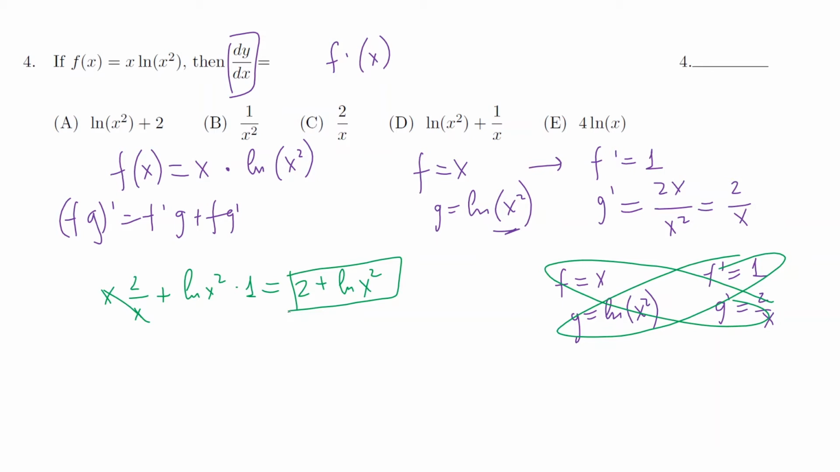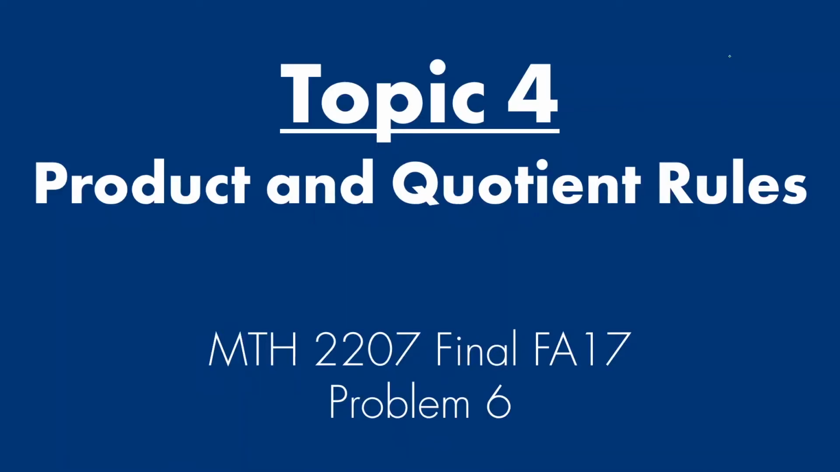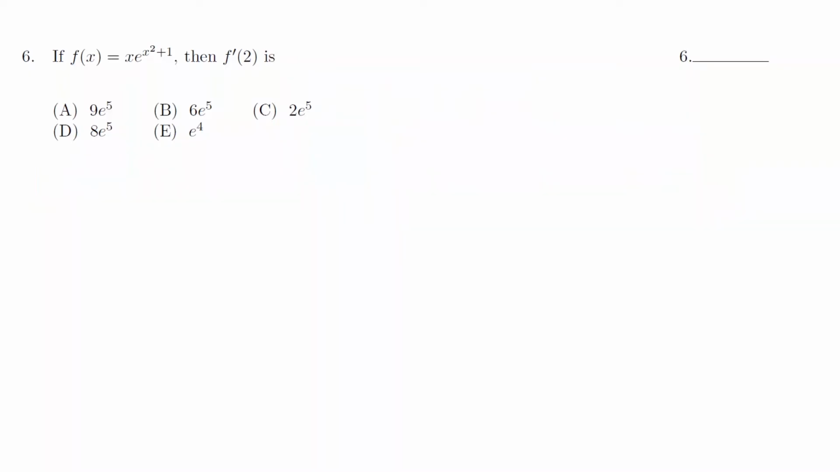So the answer is A. Here we had to deal with both the product rule and also the derivative of logs. So kind of two topics in one. Now topic number 4 is product and quotient rules. We pretty much just covered the product rule. So we're going to be looking at problem 6 from the final test FA17.